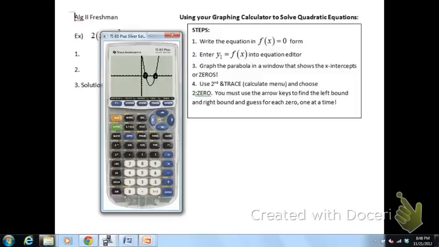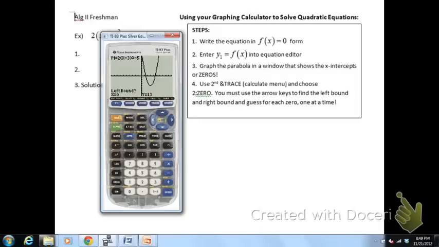Now the feature we're going to use cannot find both in one shot, unfortunately. We've got to find one at a time. So the first one we're going to try to find is this leftmost 0. Now, in a second, you're going to see it's going to ask for the left bound. Let's go ahead and do that. So to get to this feature, we're going to hit second and then the trace button. That should take you to the calculate menu. We're going to choose number 2, zero. We're finding the x values that make y 0. So if we hit enter, it'll take you back to the screen.